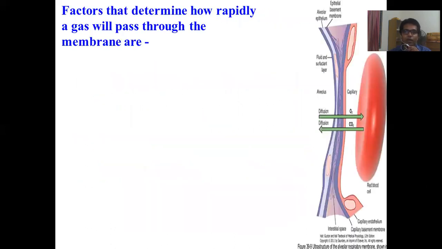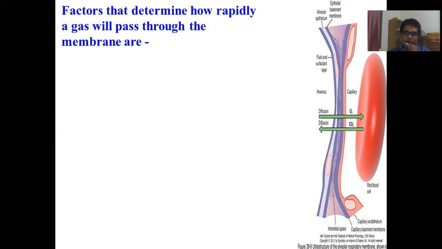Okay. Now, what is the basic function of this respiratory membrane? The main function of this membrane is to allow gaseous exchange between the alveolar air and the pulmonary blood. There are different factors that determine how rapidly a gas will pass through the membrane, that is, the factors that affect the rate of gas diffusion through this membrane.